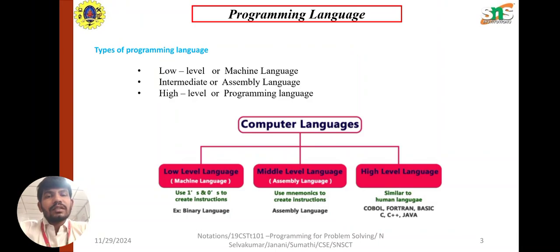In a low level language, it is a machine language. It is represented as 1s and 0s to create instructions, for example, binary language. In a middle level language, it is called assembly language. It uses mnemonics to create instructions. High level languages are similar to human language, such as COBOL, Fortran, BASIC, C++ and Java.